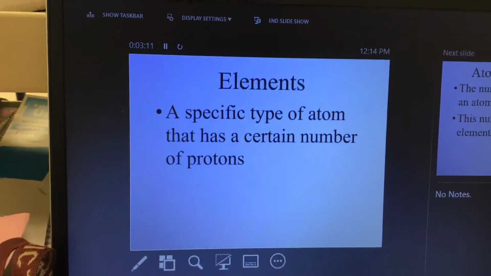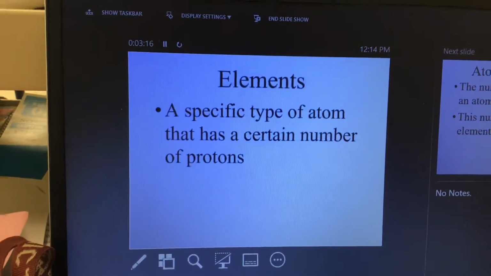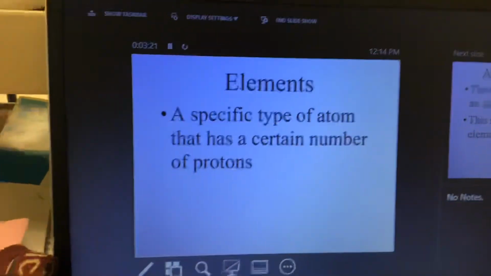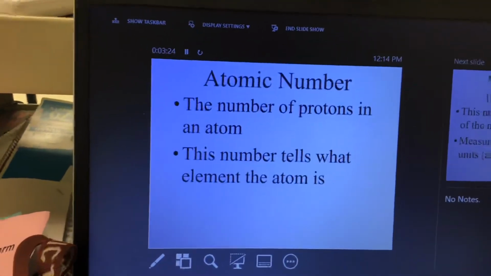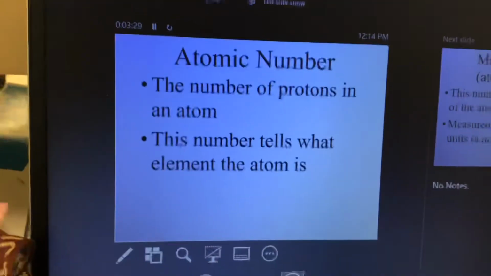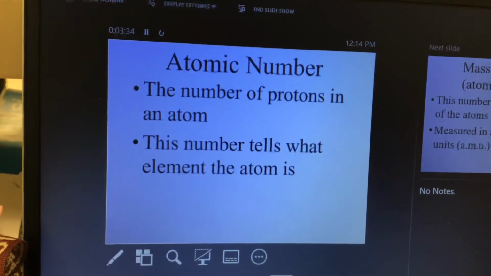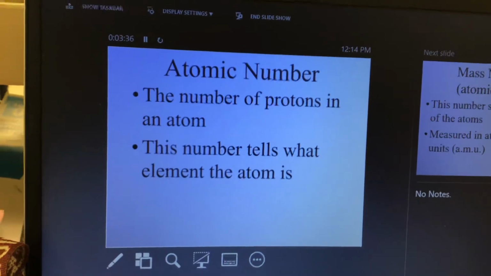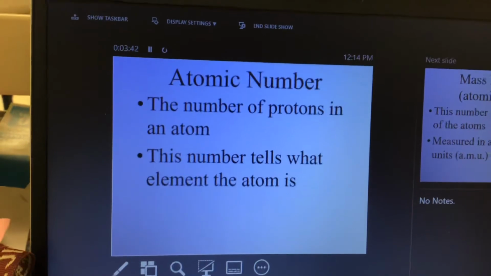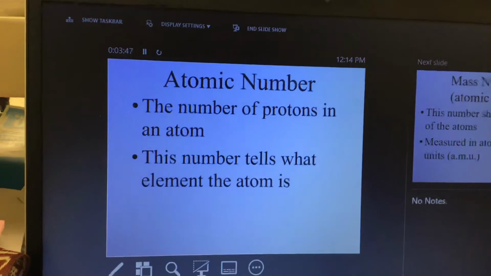You can't just add a proton. If you could, if you added a proton to hydrogen, then it would be helium. So the number of protons tells us what type of element it is. There's this thing called the atomic number, which tells us just that. Take a moment and write this down. Atomic number: the number of protons in an atom. This number tells us what element the atom is. So the atomic number tells us how many protons are in an atom.